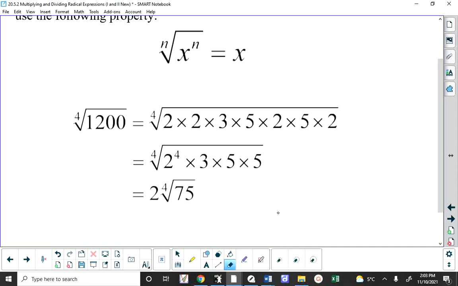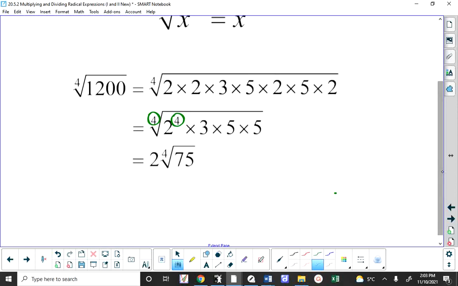Finally. So I won't use the highlighter. These two things undo each other. The idea here is that since you have 4 2's underneath the fourth root, you can combine those 4 2's into 2 raised to the 4. And what 2 raised to the 4 is, if you wanted to figure it out, is 16. And then we have times 3 times 5 times 5.